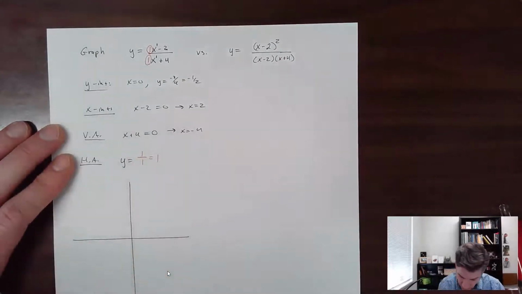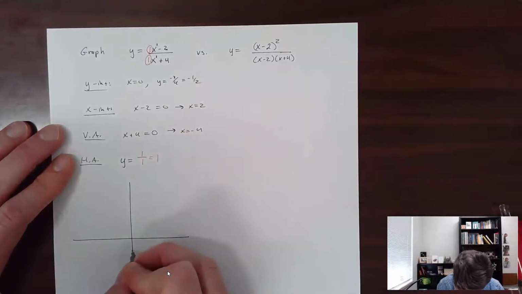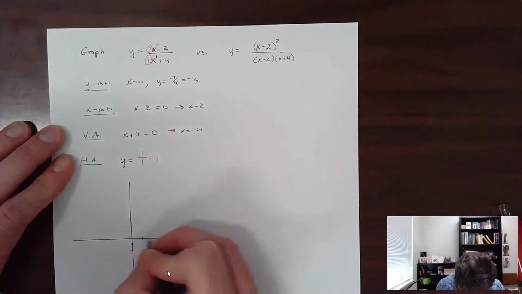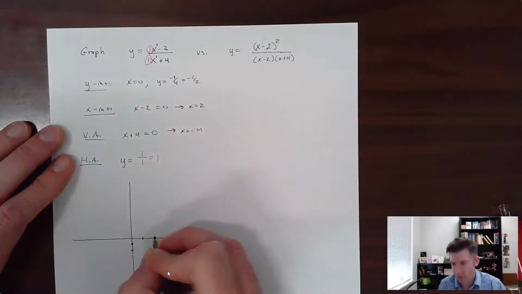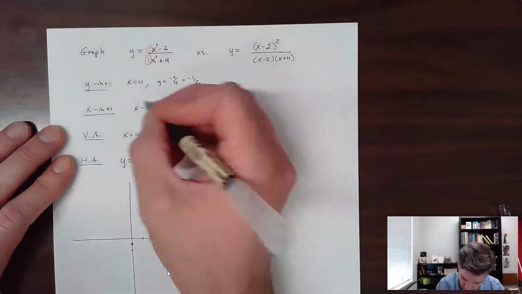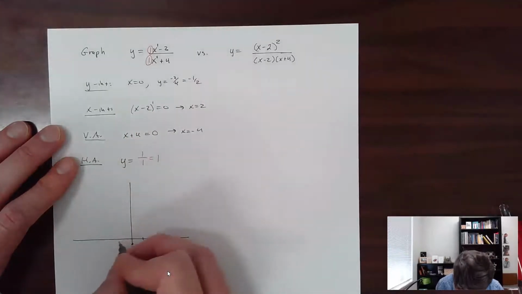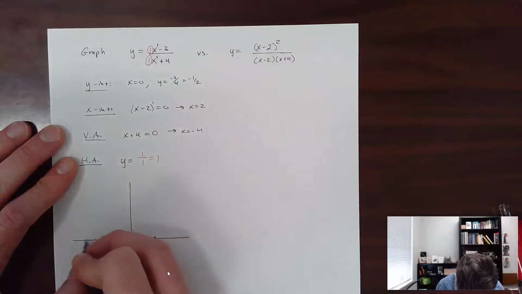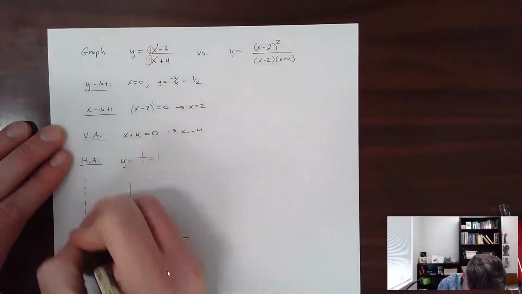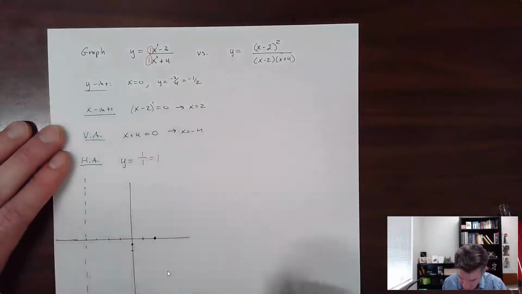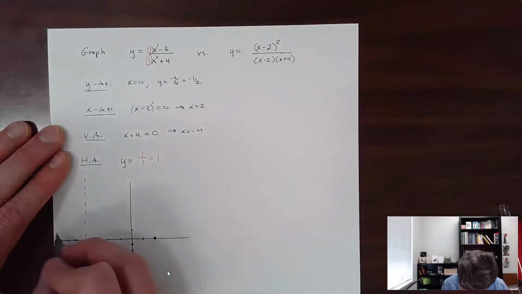So let's see, I've got (0, -1/2) as my y-intercept. I've got x equal to 2 as my x-intercept. It's going to cross there because the x minus 2 came from a power of 1. -4 is my vertical asymptote. A little more negative than I intended, but that's all right. Sorry, this might be kind of off the page here, apologies. My horizontal asymptote is y equals 1.